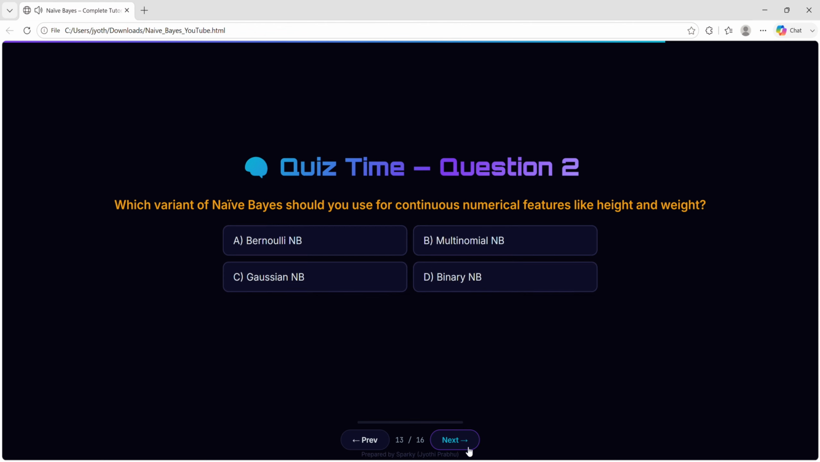Quiz time. Question 2. Which variant of Naïve Bayes should you use for continuous numerical features like height and weight? Remember the 3 variants we covered.